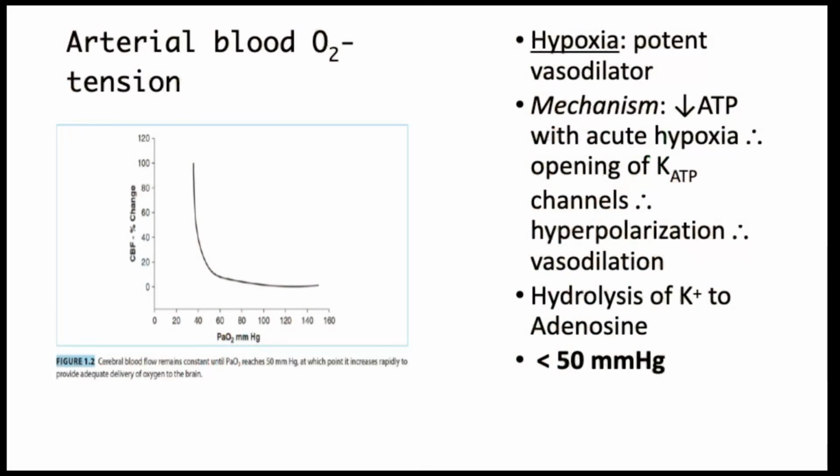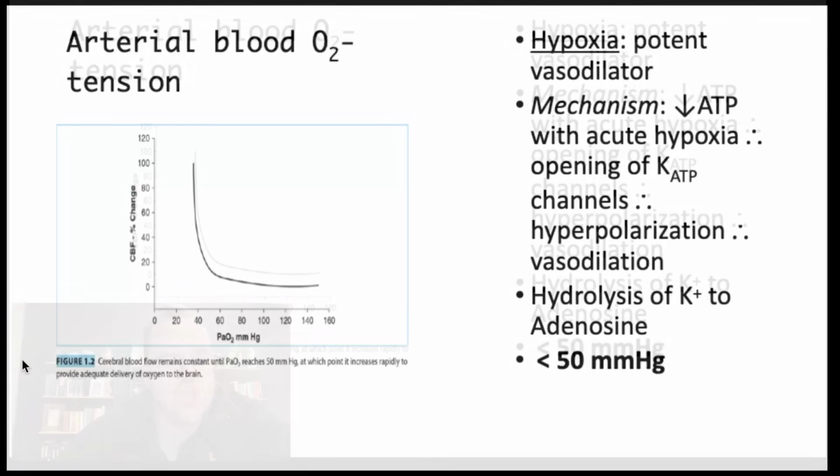If we look at the next concept, how does cerebral blood flow respond to oxygen tension? In hypoxia, you get potent vasodilation. And this happens due to opening of potassium channels, causing hyperpolarization and vasodilation. When the oxygen tension drops below 50 millimeters of mercury, you get a sudden, significant, exponential increase in cerebral blood flow.